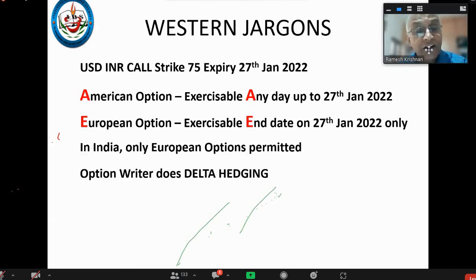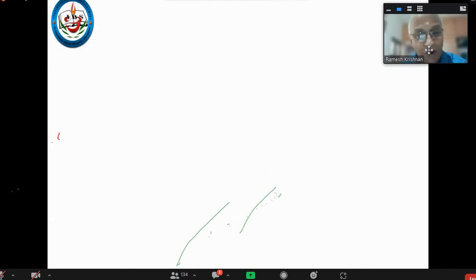And the option writer does delta hedging. Somebody asked just now, premium is only my income. Beyond premium, what we will be doing is delta hedging. That is a different science altogether, so we will not go into that now.